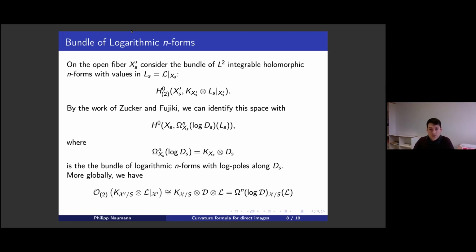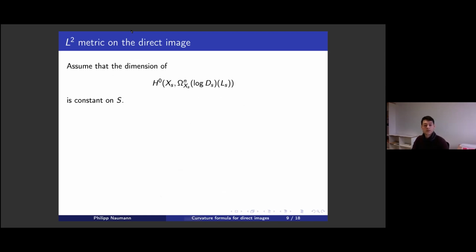Okay, so now we know what space to study, and we restrict ourselves to the set where the dimension of this space is constant. This means you should exclude some analytic subset of S, or we assume from the beginning that the dimension of the space is constant on S. And this means that this is the direct image we should look at. So this is the vector bundle on S. This is now our direct image that we can study in this setting.